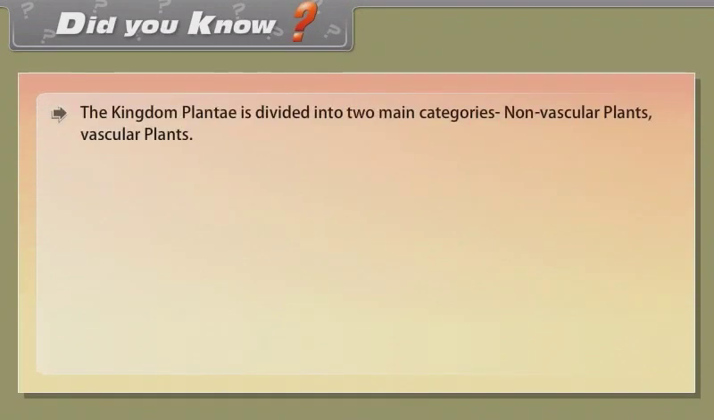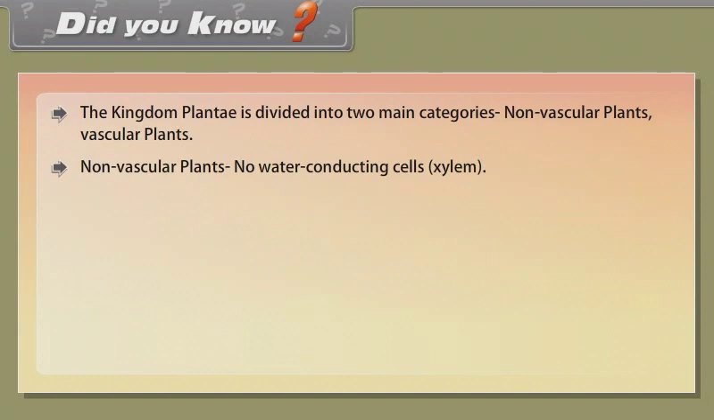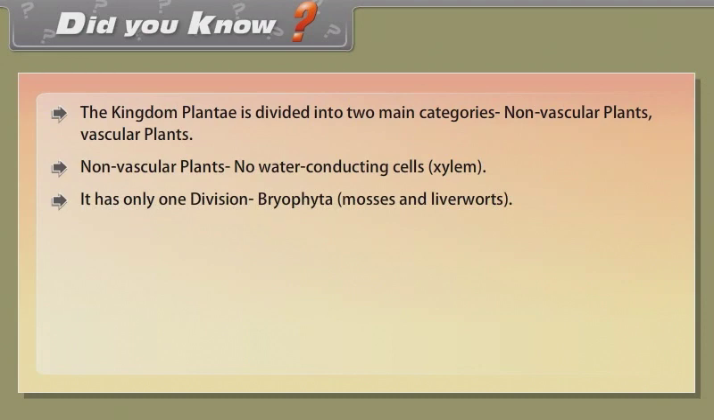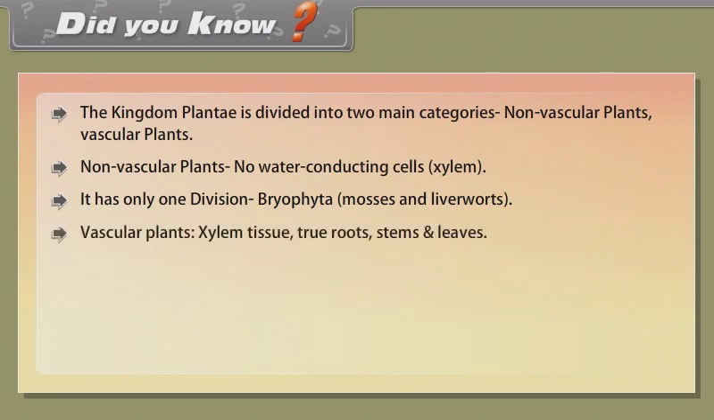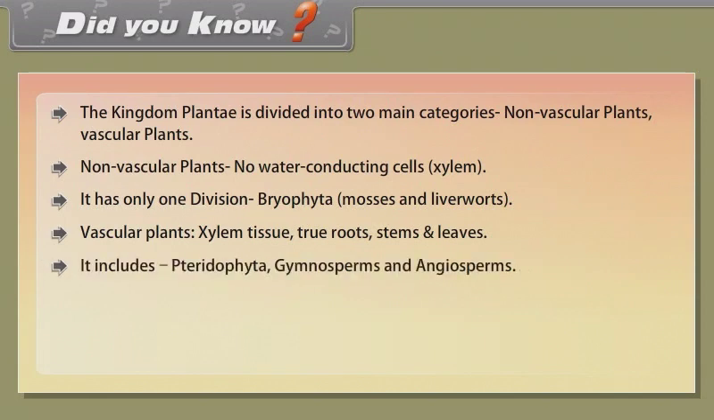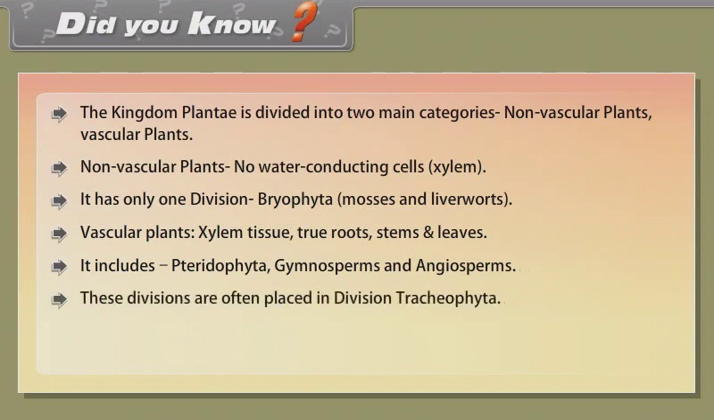Did you know? The kingdom Plantae is divided into two main categories: non-vascular plants and vascular plants. Non-vascular plants have no water conducting cells, xylem. It has only one division, bryophyta, mosses and liverworts. Vascular plants have xylem tissue, true roots, stems and leaves. It includes pteridophyta, gymnosperms and angiosperms. These divisions are often placed in division tracheophyta.